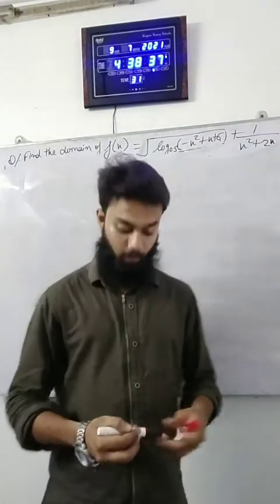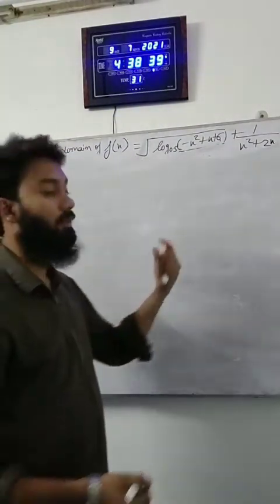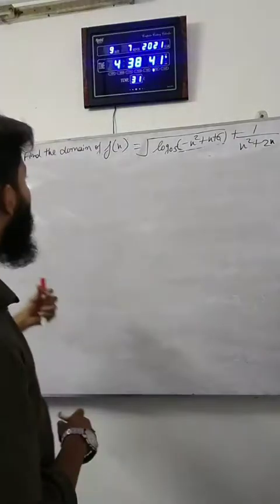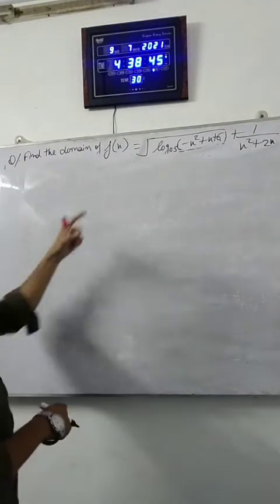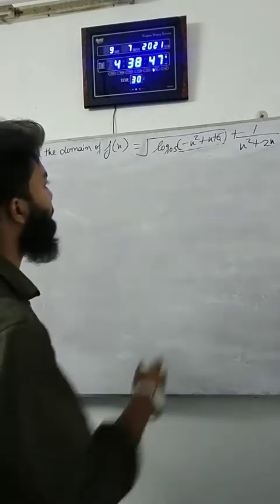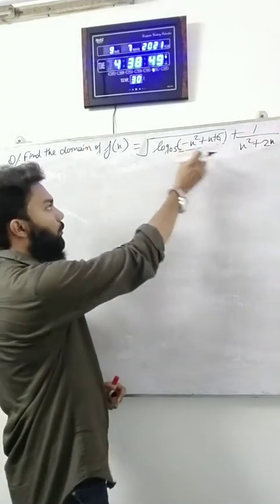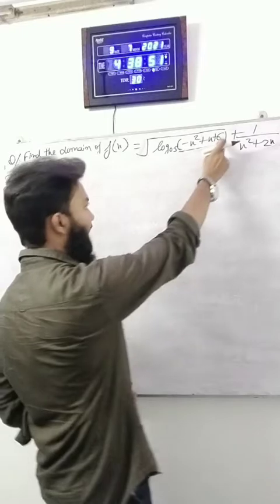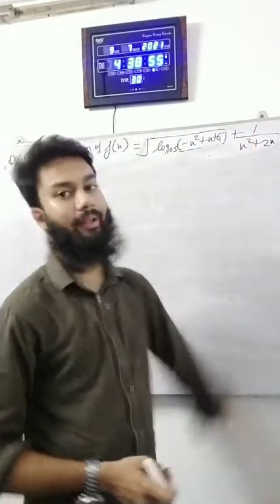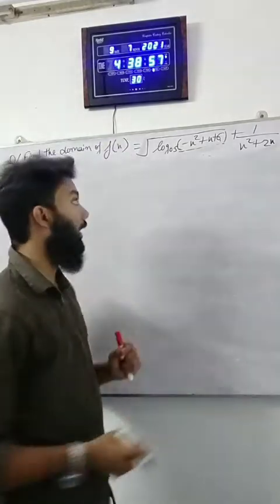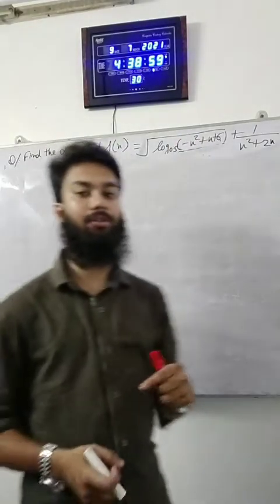Okay, so today we are going to solve this question in which we have to find the domain of this real function. The function is given by f(x) = under root log base 0.5 of (minus x square plus x plus 6) plus 1 upon (x square plus 2x). We have to find the domain of this function, and this is a real function.